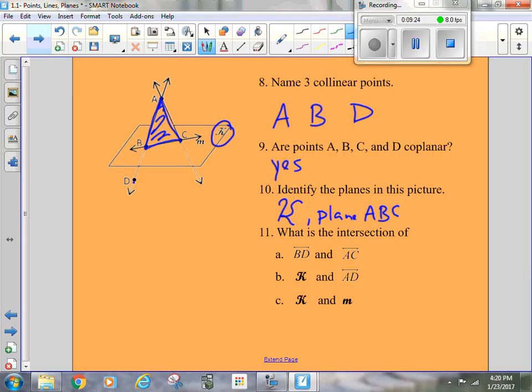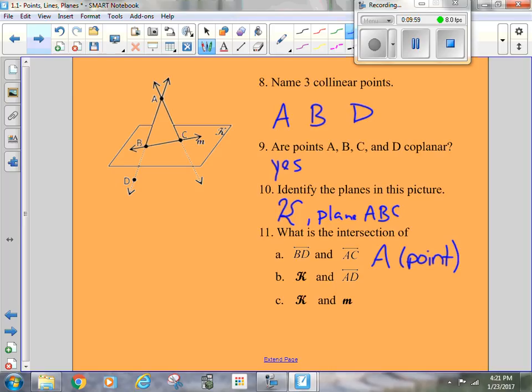11, what is the intersection of BD and AC? So, the intersection of BD is a line, so line BD and line AC. The intersection of that is a point, and it's A. So the intersection of two lines was a point.